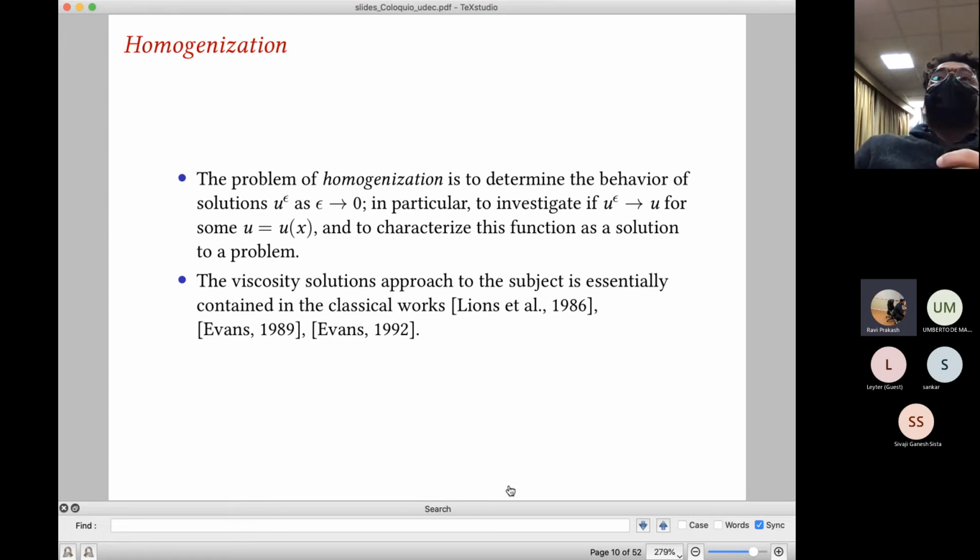Of course, in different contexts, in the context of weak solutions, that theory actually precedes this one, in the context of Hamilton-Jacobi equations or equations in non-divergence form. There is a whole different set of references there. But for the viscosity solutions approach, the main points of the theory are contained in classical works by Lions, Papanicolaou, and Varadhan in '86, a very famous and, curiously enough, unpublished work, and other papers by Evans, the author of the famous PDE book. Right?